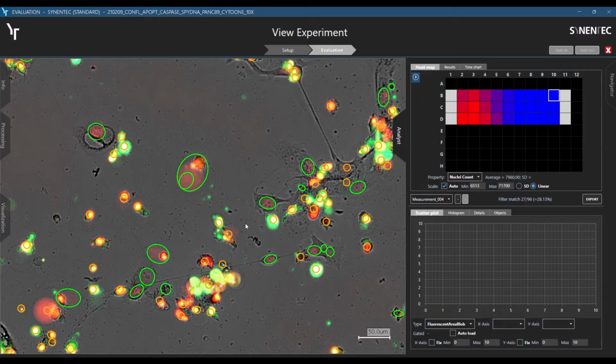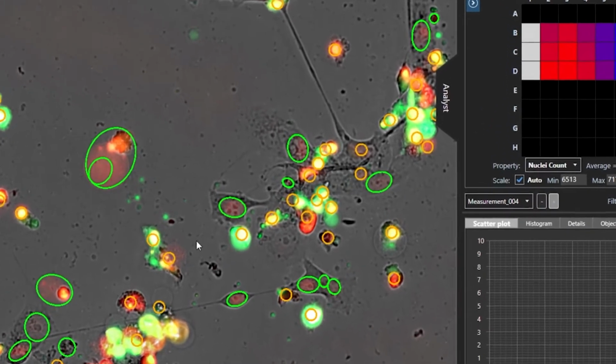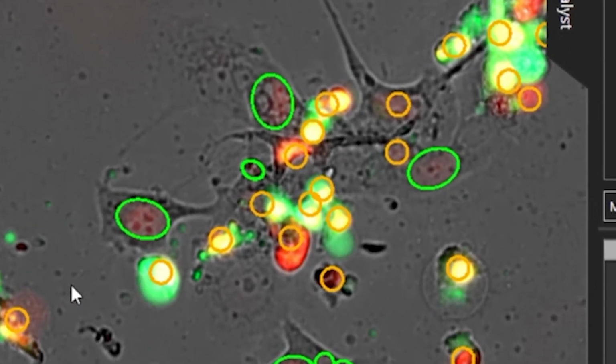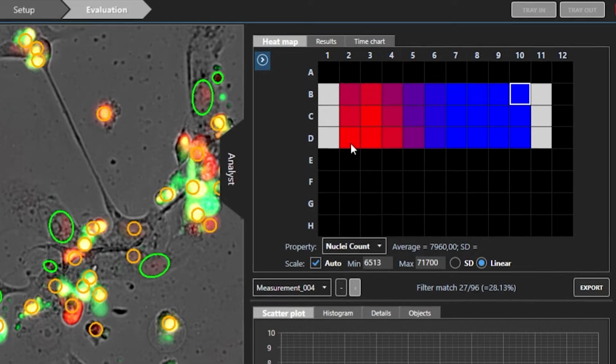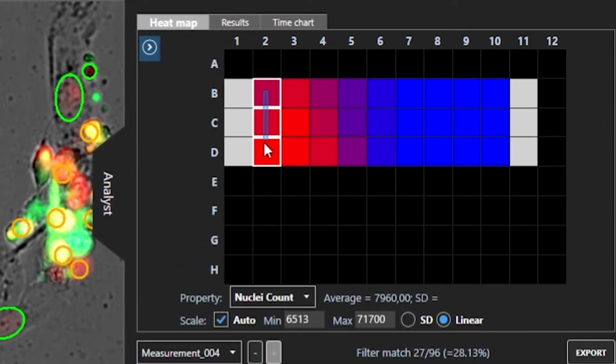Using our virtual cytoplasm 1F application, we can quantify these results. The Spy650 DNA positive nuclei are encircled in green, and if they are surrounded by a green fluorescent signal, they are marked by an orange circle as shown here. In the Analyst tab, we can look at the heat map for each time point.